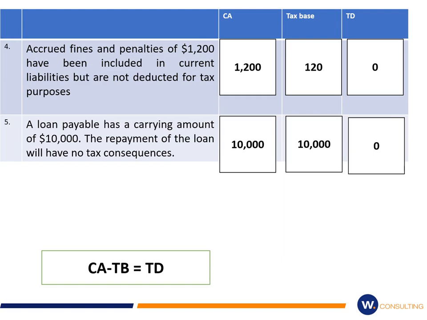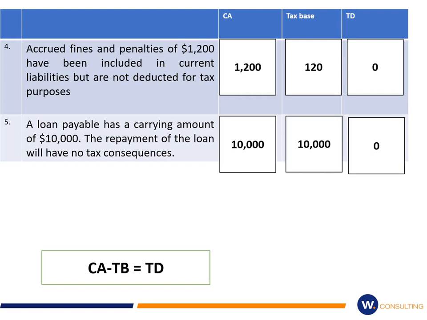Let me say that again. The tax base of a liability is the carrying amount less the amount that will be deductible in future for that liability. If that amount is not deductible for tax purposes, then the carrying amount is equal to the tax base. That's what we looked at when we looked at the definition of a tax base of a liability.